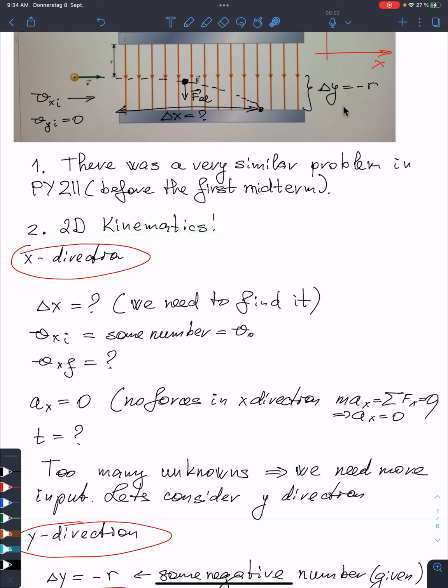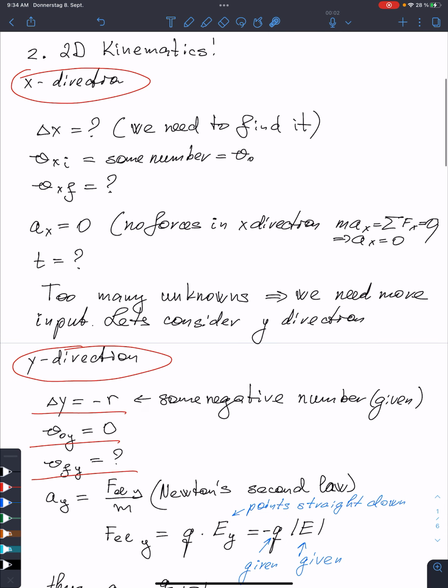So let's consider this problem. This is 2D kinematics, and 2D kinematics starts by writing the kinematic variables, what we know and we don't know, in both directions, x and y. So let's start with the x direction. Delta x is unknown, and this is what we need to find. The initial velocity in the x direction is known to some number. The final velocity is unknown.